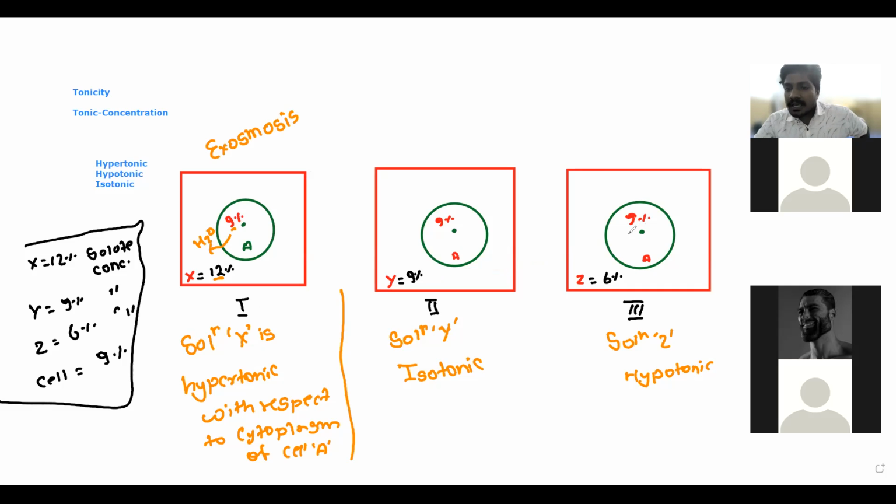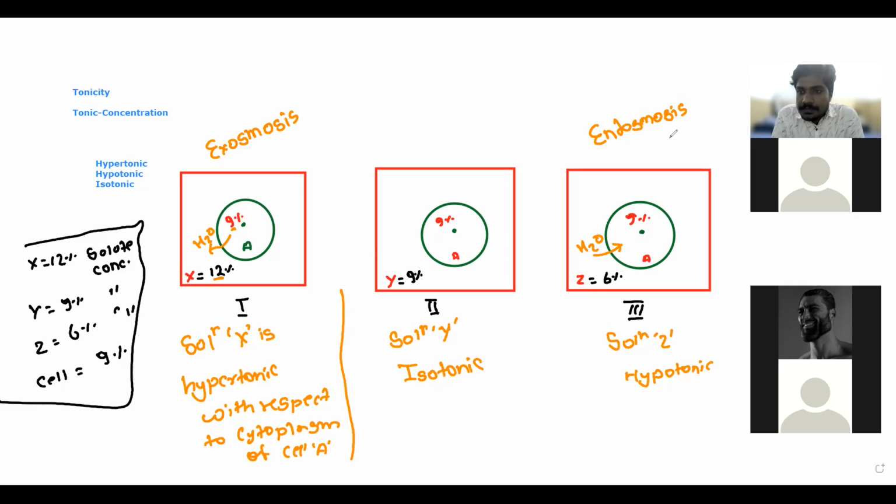If a cell is kept in a hypertonic solution, then water will enter inside a cell. And this is called endosmosis. So exosmosis and endosmosis are the two different types of osmosis. Okay, so this is how we have also completed the types of osmosis.